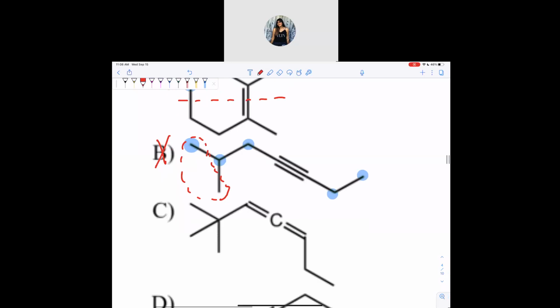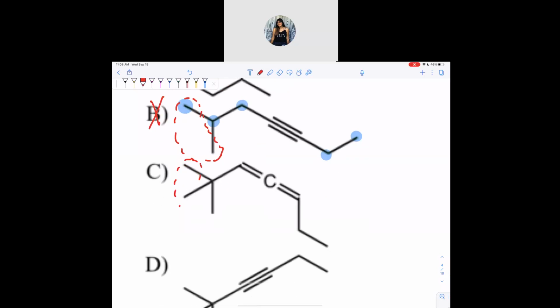Next one, internal symmetry over here. So we have 1 signal that represents all of these guys. No signal here. We have a signal here. We have a signal here, here, and here. But we see 5 signals. That's way too many. We cross that choice out.